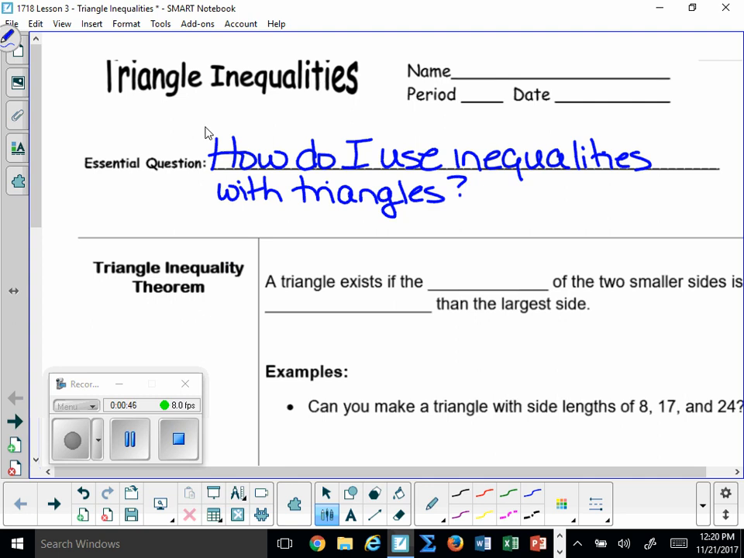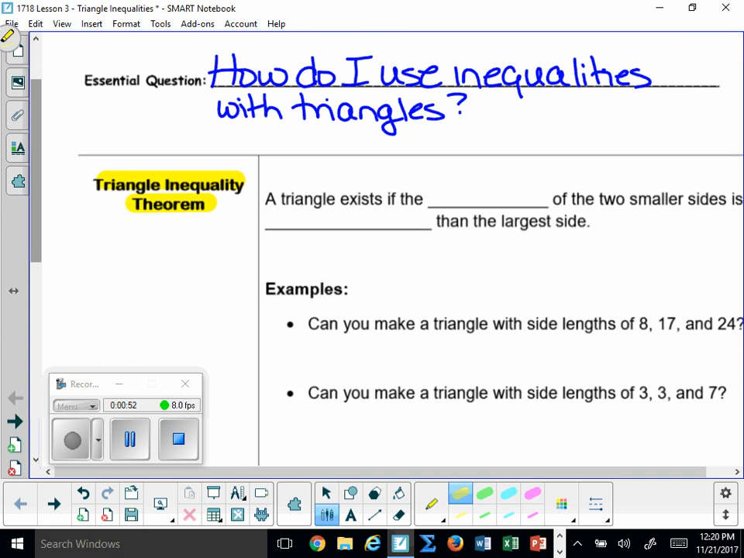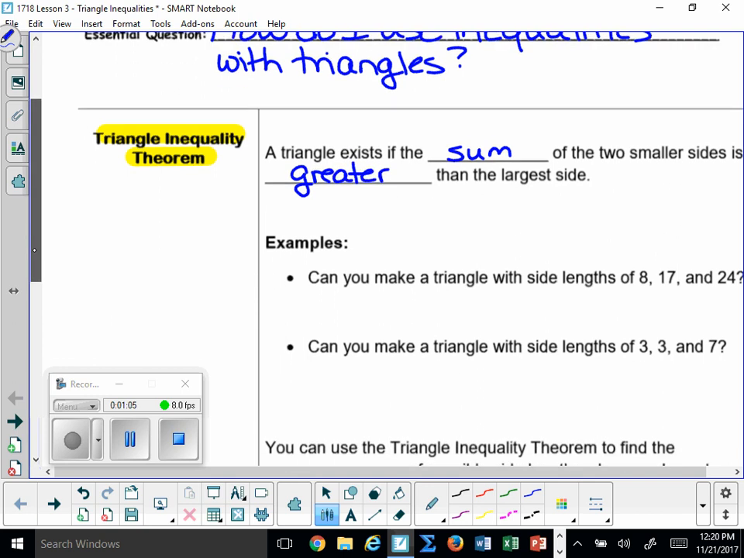All right, so our very first note card will be the triangle inequality theorem, which states that a triangle exists if the sum of the smaller sides is greater than the largest side.